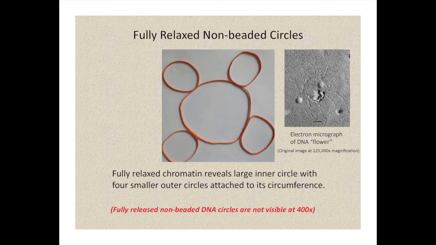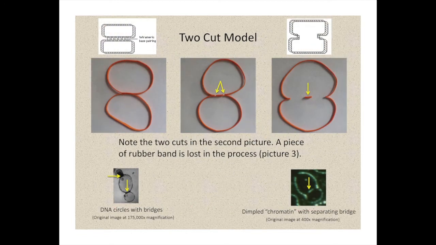Okay, in this particular slide, we see that the chromatin circle is fully relaxed, the beads are gone, and that looks very similar to what you see on the right, which is an electron micrograph of some complex DNA flower, very similar to what you see with the rubber band model. Only that one is at a very high magnification, 125,000x. So these things do exist. Okay, it's up to us as scientists, as people, to try to understand what's going on here.